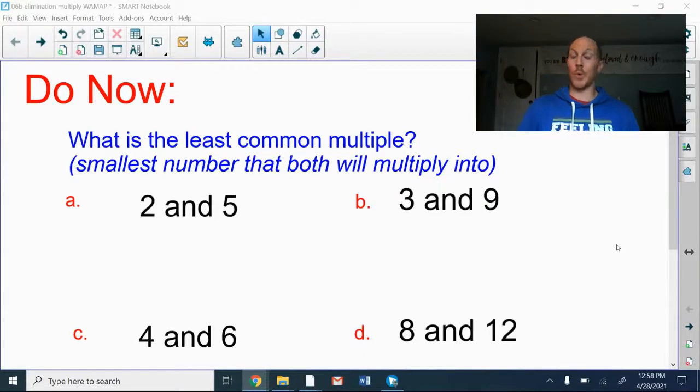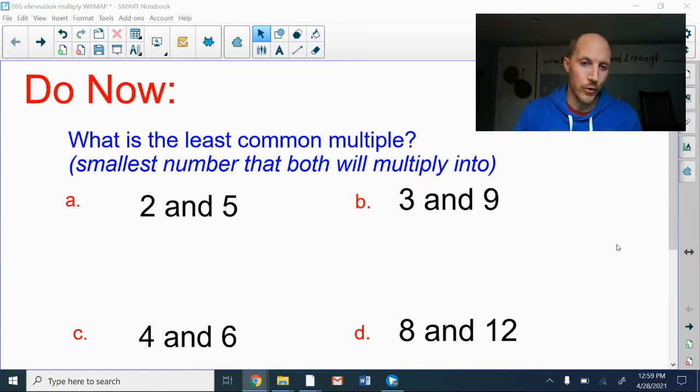Hello, algebra. Here's your Do Now for today. We're identifying least common multiples, 4 parts here. So for each of the parts, least common multiple means the smallest number that each of those numbers in the problem would multiply into.